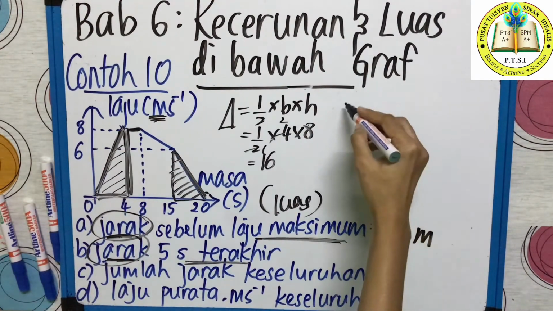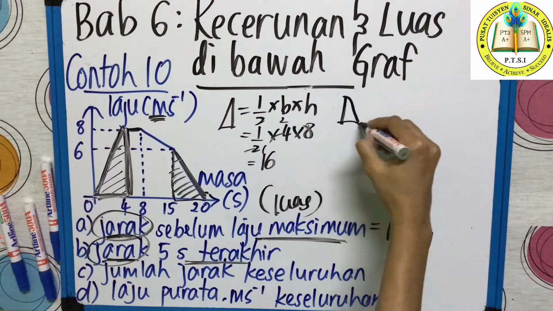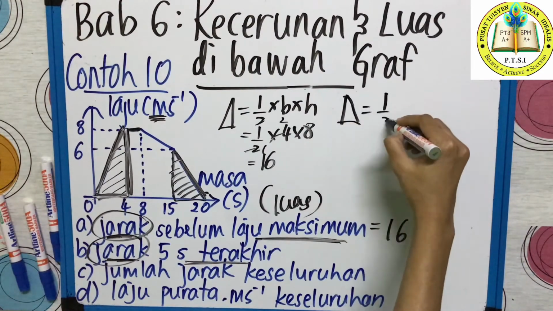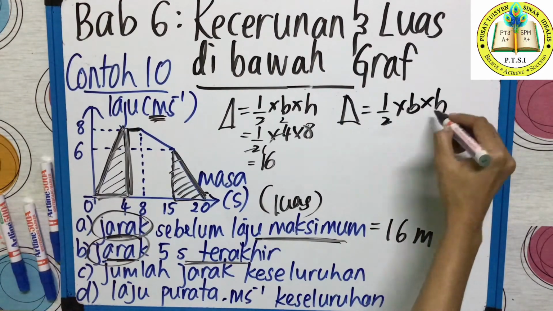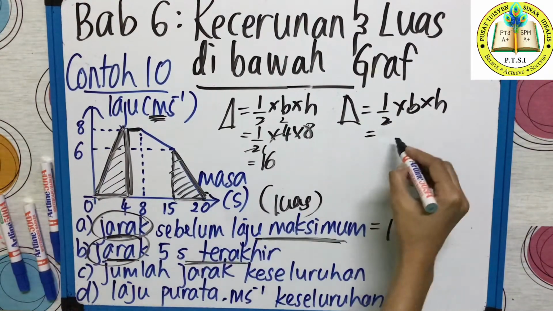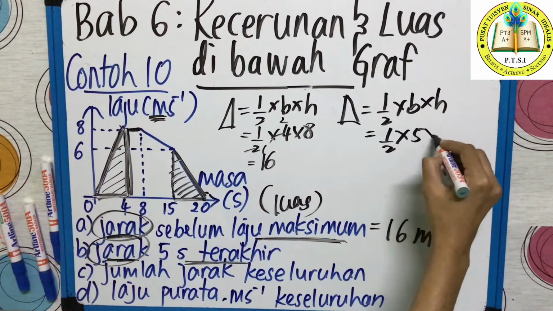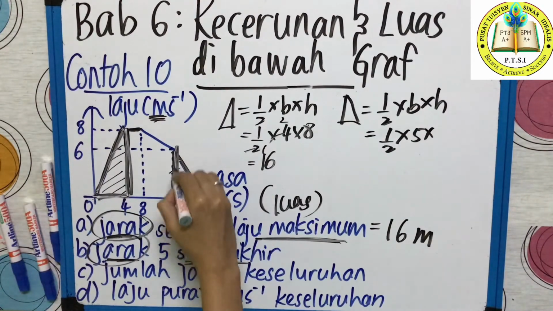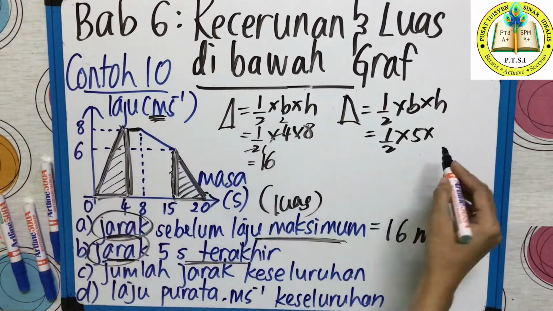Again, segi 3. The triangle is like this. 1/2 times base times height. 1/2 kali tapak kali tinggi. Tapak berapa? 5. Kali tinggi berapa? The tinggi you can see in the graph here, 6.